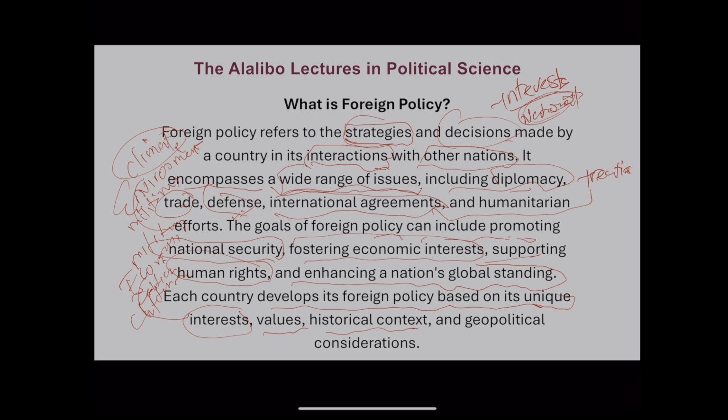All right, so the goal of foreign policy can include promoting national security, once again, fostering economic interest, supporting human rights, and enhancing a nation's global standing. Each country develops its foreign policy based on a number of factors. Just some of those factors: interest, values, history, geopolitical consideration, location, who are your neighbors? Are they hostile to you? Are they friendly to you? Do they have resources, etc.? So all of these things, even religion, also influence foreign policy. So this is the definition of foreign policy, a very important concept in international relations, how countries interact with countries on the global stage.